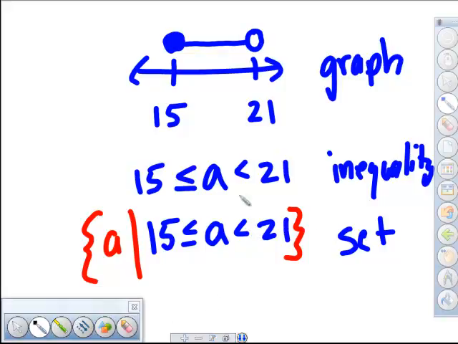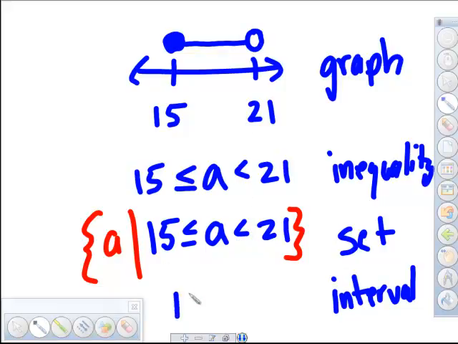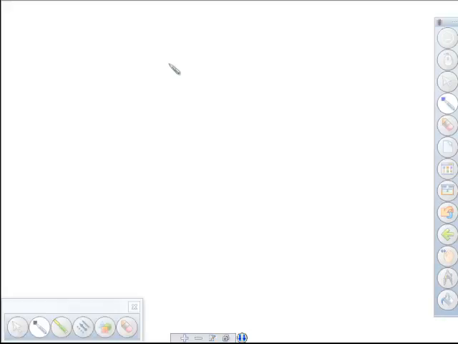Now the last thing that I wanted to show you is called interval notation. An interval notation with the same bit of information just starts at the lowest number all the way up to the highest number, which is 21. And we put a parenthesis on the 21 and we put a bracket on the 15. Now the reason why we put a bracket on the 15 is because the 15 is equal. And the 21 here, since it's not equal to 21, it has an open circle, that means that it gets a parenthesis.